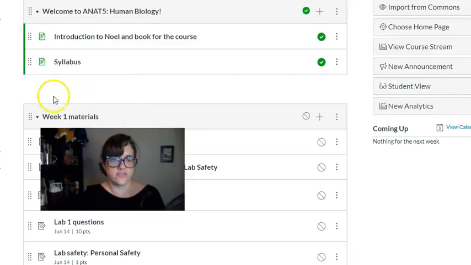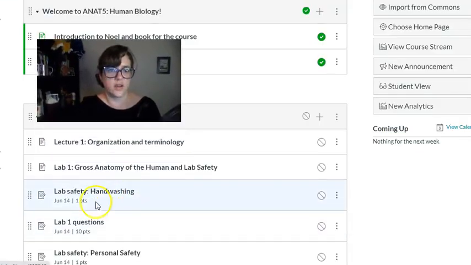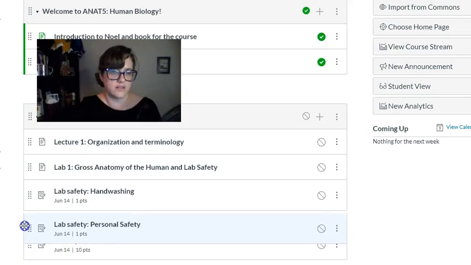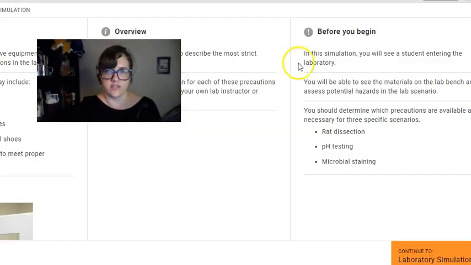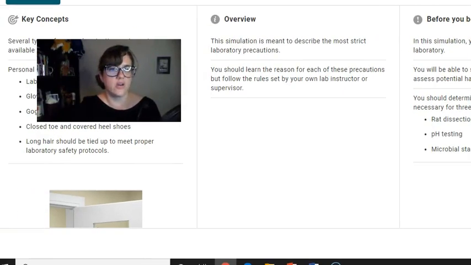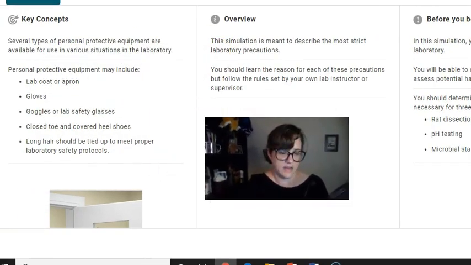The other one you have to do for this is, so you have to do hand washing and you have to do the personal safety. Personal safety is the other lab, and that's all about how do you work in an anatomy lab? Or rather, how can you be safe and protect yourself and others while in an anatomy lab?